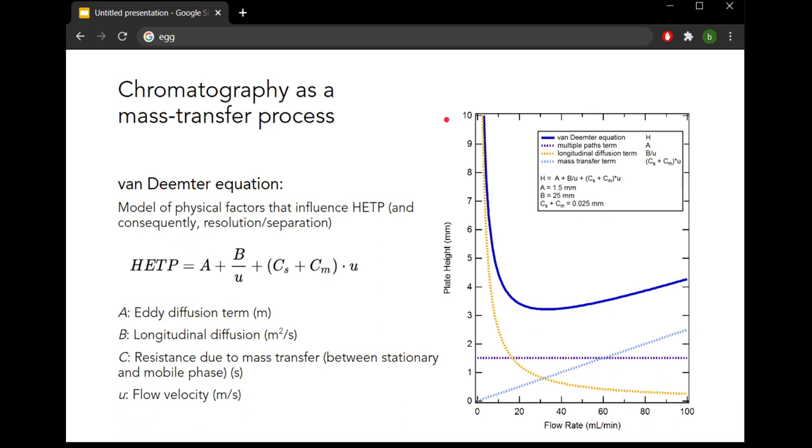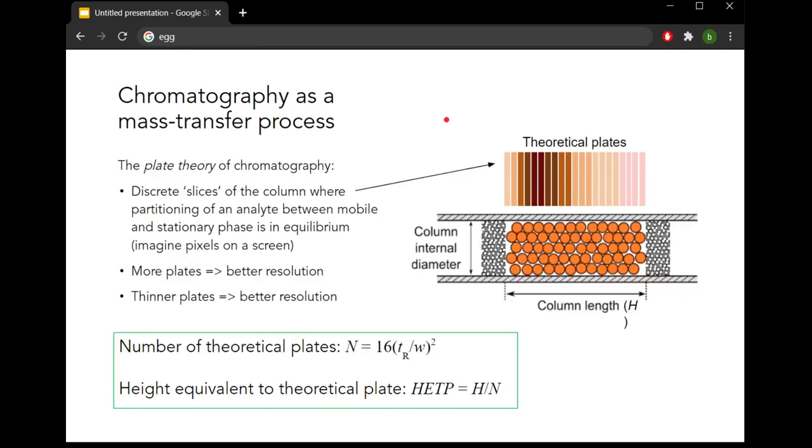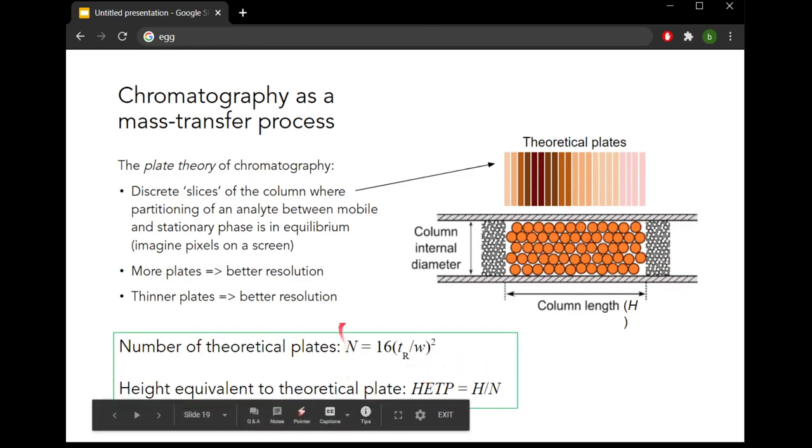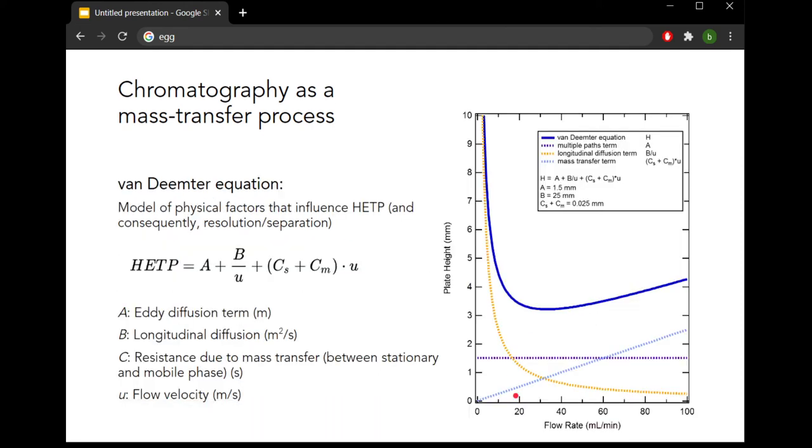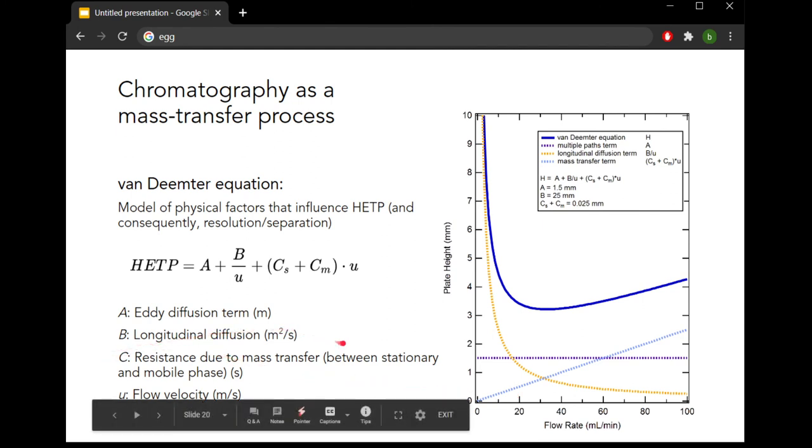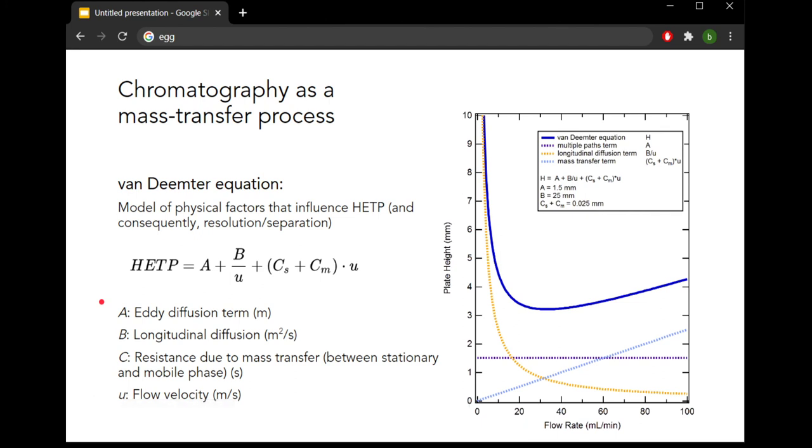So this brings us to one of the most important equations in chromatography, which basically describes the separation of every single possible compound through a physical process. As we know, the height of each plate can be calculated through this formula. It can also be derived based on three different terms: eddy diffusion, longitudinal diffusion, and resistance due to mass transfer, which I'll explain in turn. We'll also see how this corresponds to the flow velocity, or how fast the mobile phase is moving through the column.